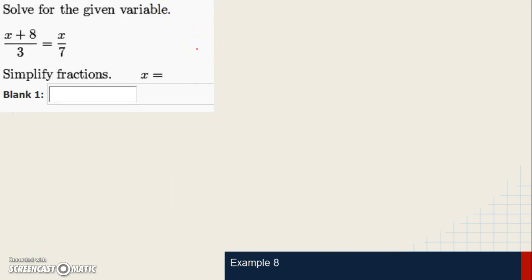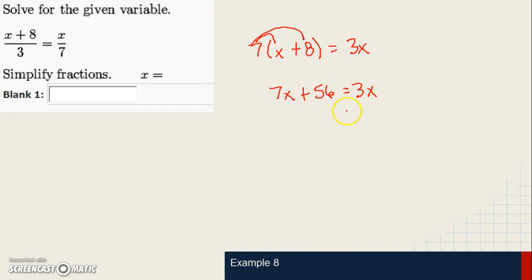Example number 8, sorry. I'm going to cross multiply, and I get 7 times x plus 8 equals 3 times x, which is just 3x. Once I simplify by distributing, I have 7x plus 56 equals 3x. 7 is bigger than 3, so I'm going to make this my variable side since there's a variable on both sides. So I'm going to subtract 3x, and I'm left with 4x plus 56 equals 0.